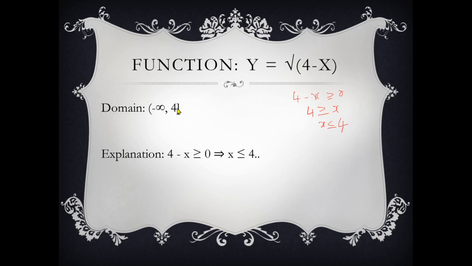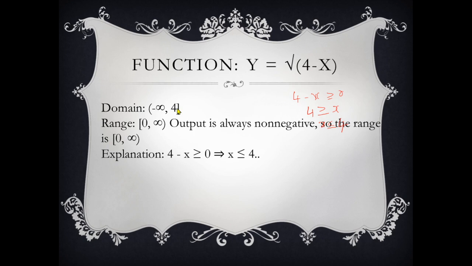The domain is minus infinity to 4 and the range is 0 to infinity, including 0, since the term under the square root should not be negative. The range is 0 to infinity. We get y equal to 0 when x is 4, since x allows x less than or equal to 4. So the domain is minus infinity to 4 including 4. Here the range is 0 to infinity, which includes the 0.